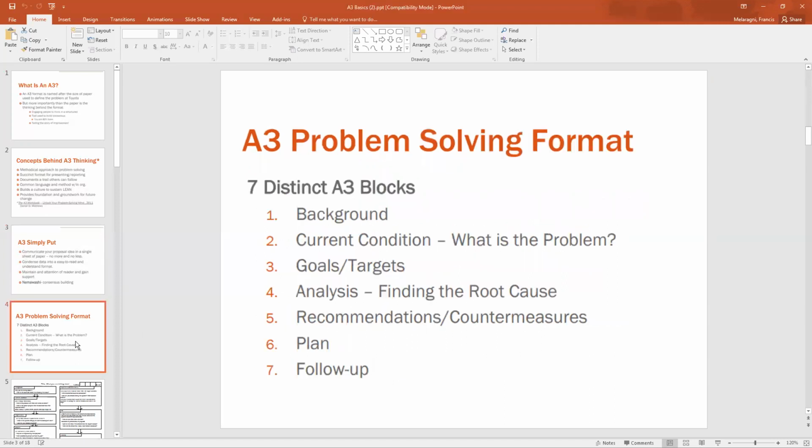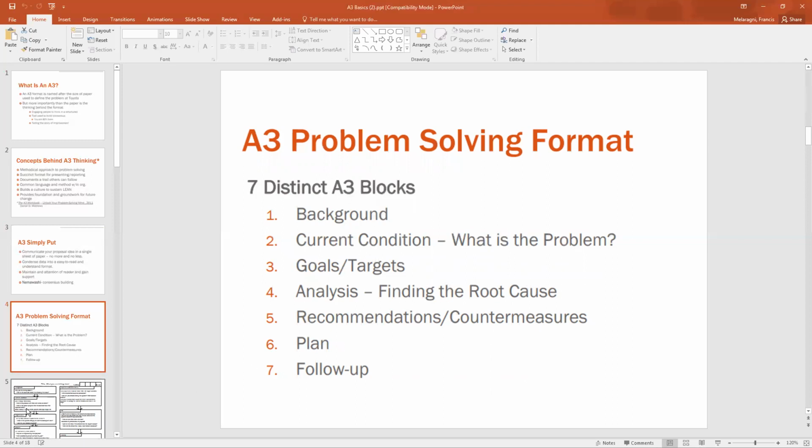So the format is a standard format. You're going to talk about the background of the process or the problem you're addressing, what the current condition is, what is the problem, and then where we'd like to go with our goals and targets. Then we're going to do our analysis, try to get to the root cause, and what our recommendations and countermeasures are, and then our plan and follow-up.